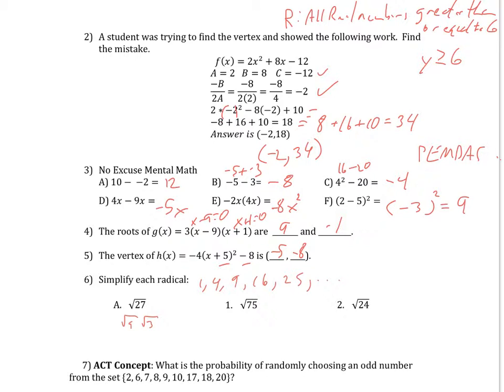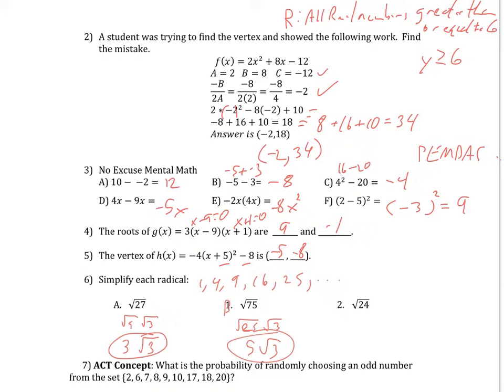The beauty of that is square root of 9 is actually just the number 3, so I put 3 square root 3, and that's my simplified final answer. Number 1, well, that's just labeled wrong, sorry. We'll call that letter B. So 75 can become 25 times 3, and square root of 25 is 5, so 5 square root 3.